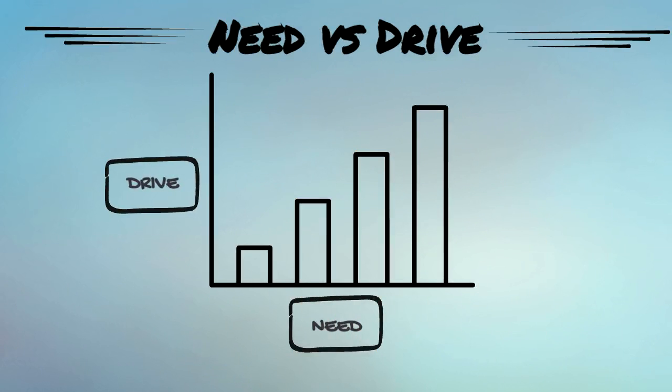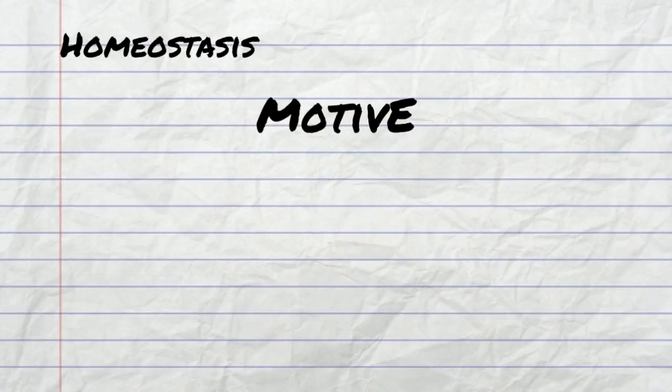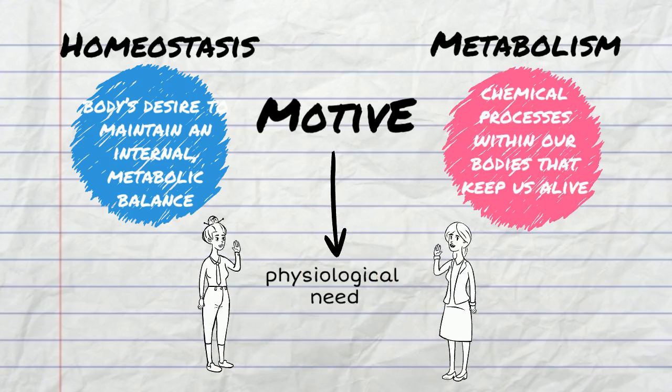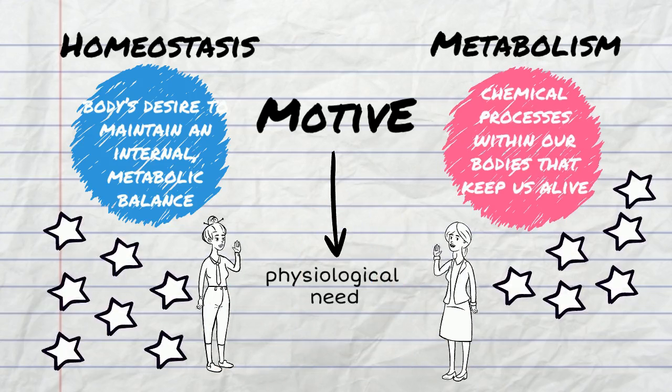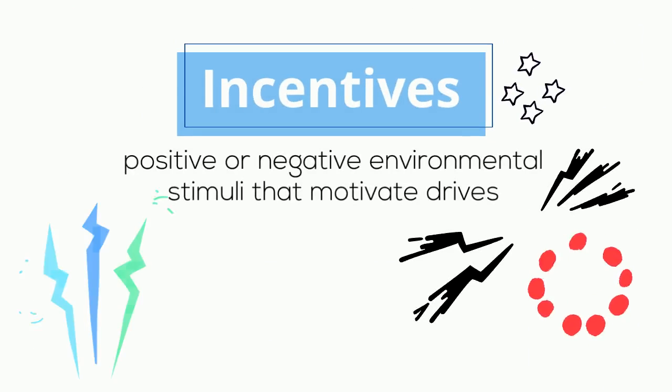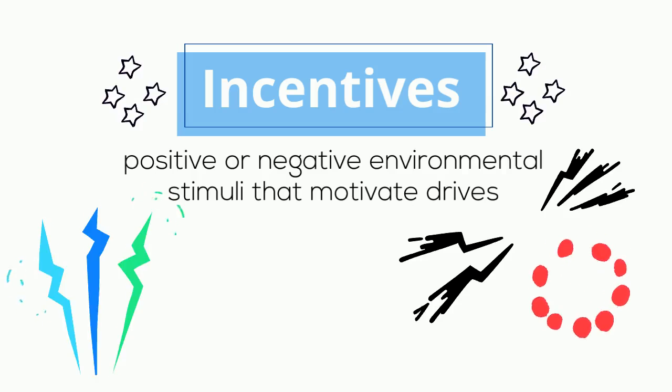For example, hunger and thirst are satisfied by eating and drinking. Homeostasis occurs when all needs are fulfilled. It is the body's desire to maintain an internal metabolic balance. Metabolism, on the other hand, is all the chemical processes within our bodies that keep us alive. Incentives are positive or negative environmental stimuli that motivate behavior. Individual learning histories influence our motives.